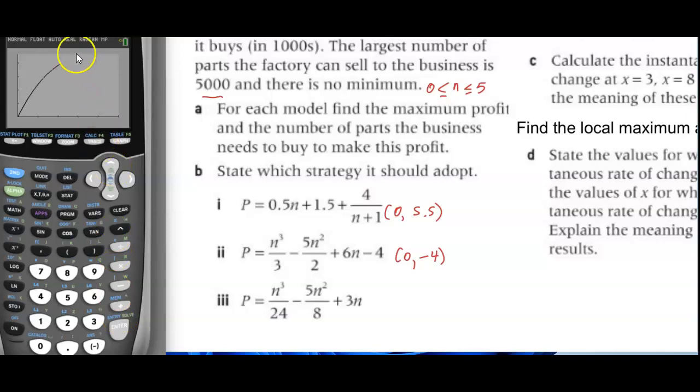This is better. Okay, so strategy 3 actually has a peak right there. So let's find out what that strategy is. Second calc, maximum, and then the cursor's already on the left side, so we hit enter, and then we move the cursor to the right side of the peak. And then we hit enter again, and then we guess, enter. And the answer is 4.67.